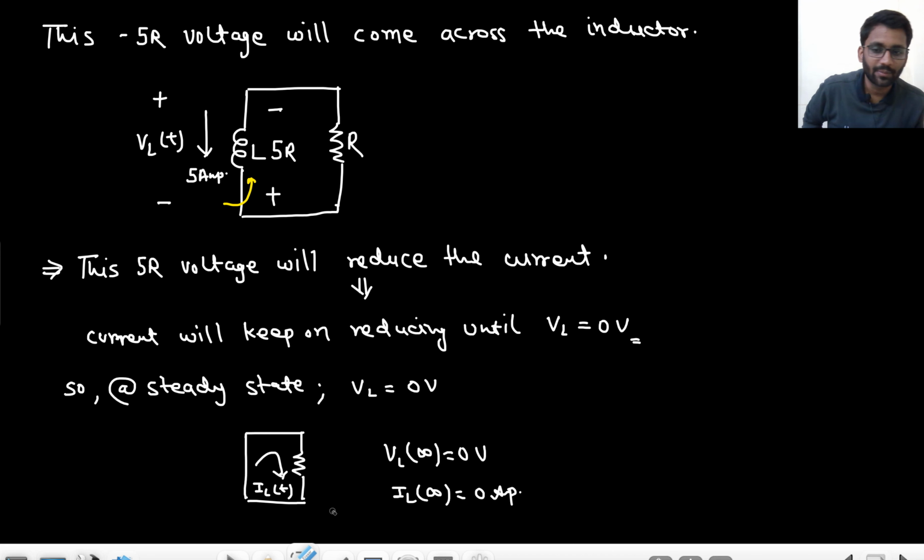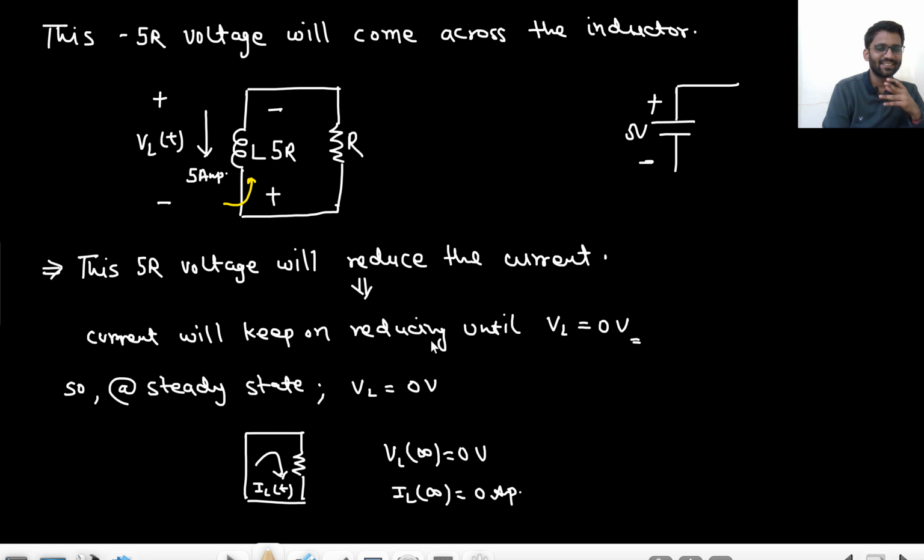In case of a capacitor, what was happening? We saw the same circuit in case of capacitor as well. Initially, it was 5 volt. Sorry, at steady state, we replaced the inductor by short circuit only. So luckily, it has got correct. So we are getting the same circuit. Okay, I'm really sorry for that mistake.